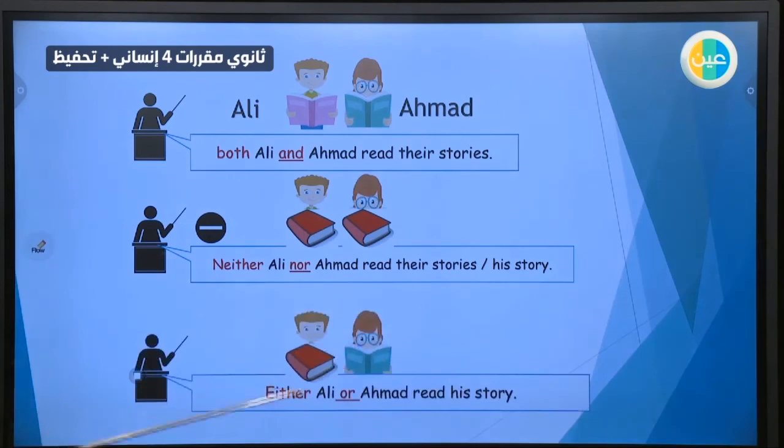Look here, either Ali or Ahmed read his story, one of them. So we use or. With either, we use or. With neither, we use nor. With both, we use and.